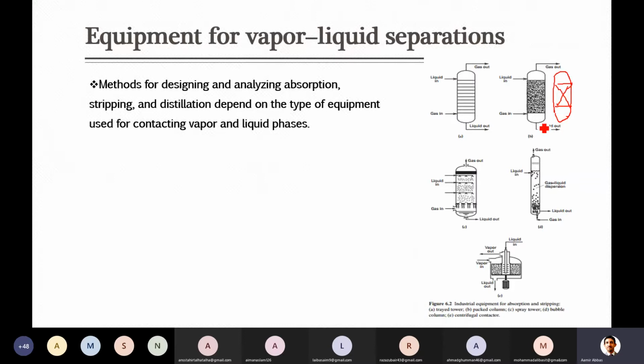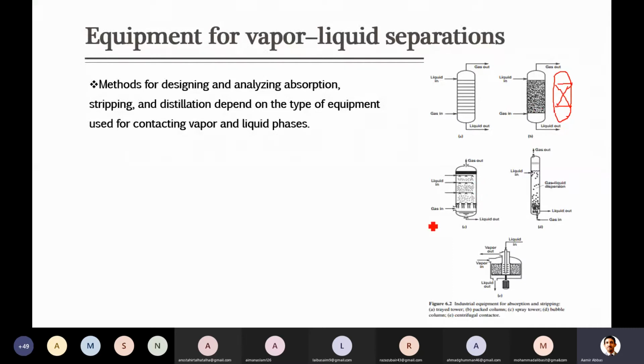I think in the mass transfer lab, the separation process lab as you call it, there is equipment related to this, in which you can see there are packings and liquid flows on the surface of the packing towards downward, and gas enters from the bottom and moves towards the top. Hopefully you will be performing this experiment.